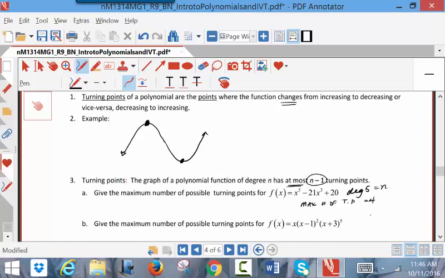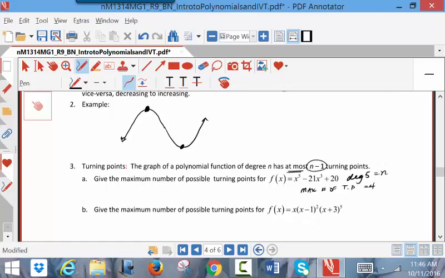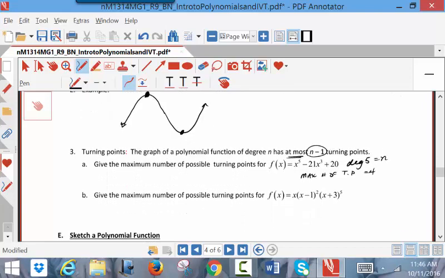So it might have 4 turning points, it might have 2 turning points, okay? But it'd be a maximum of 4 turning points. 1 less than the degree. That's all there is to it, 1 less than the degree.